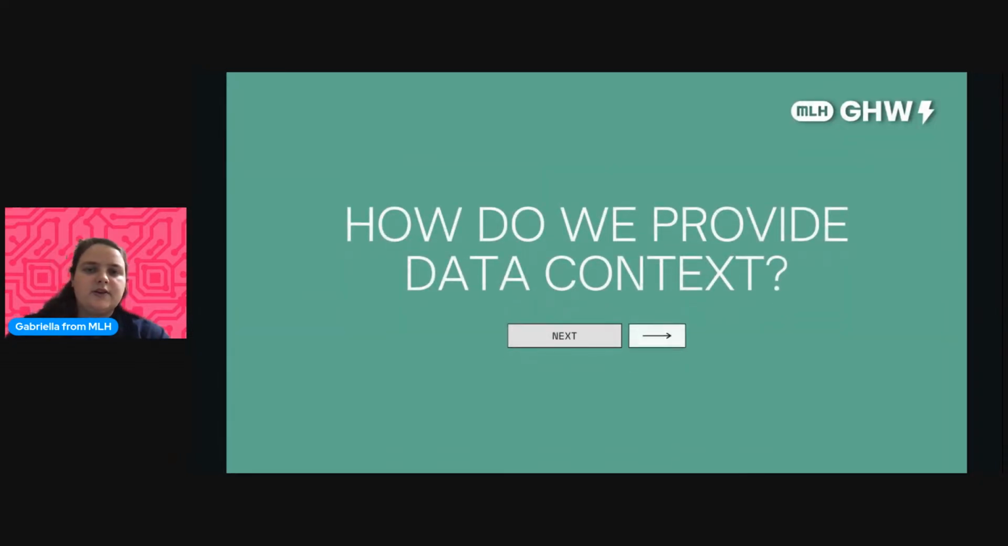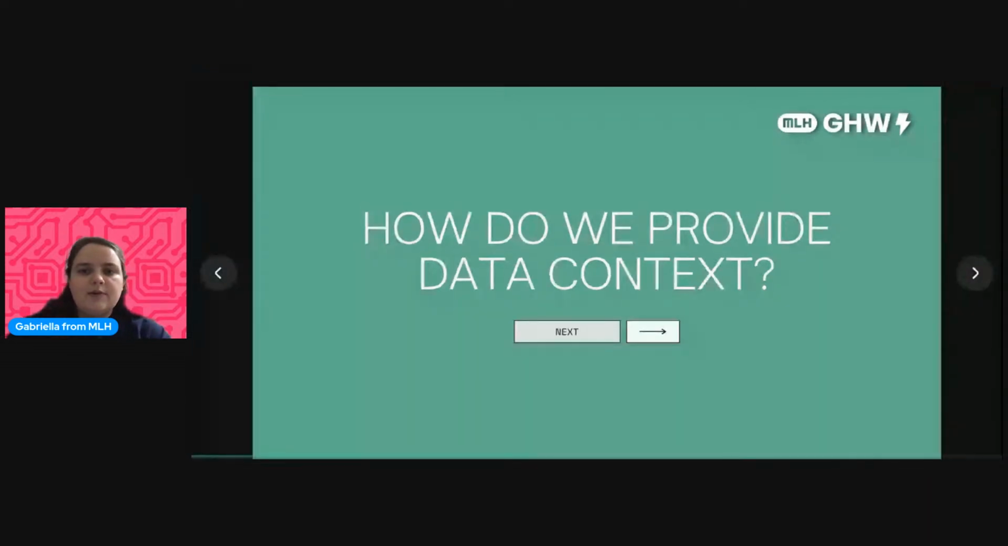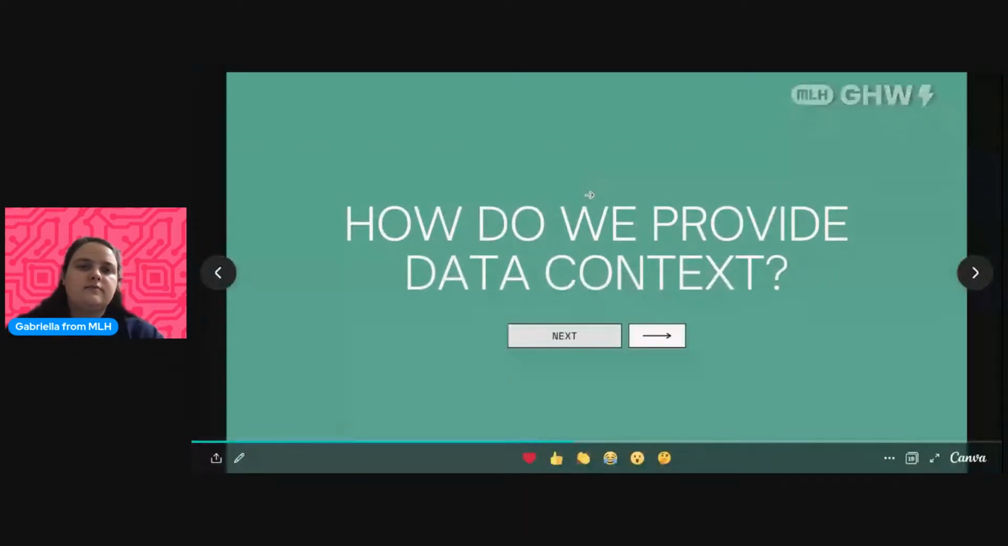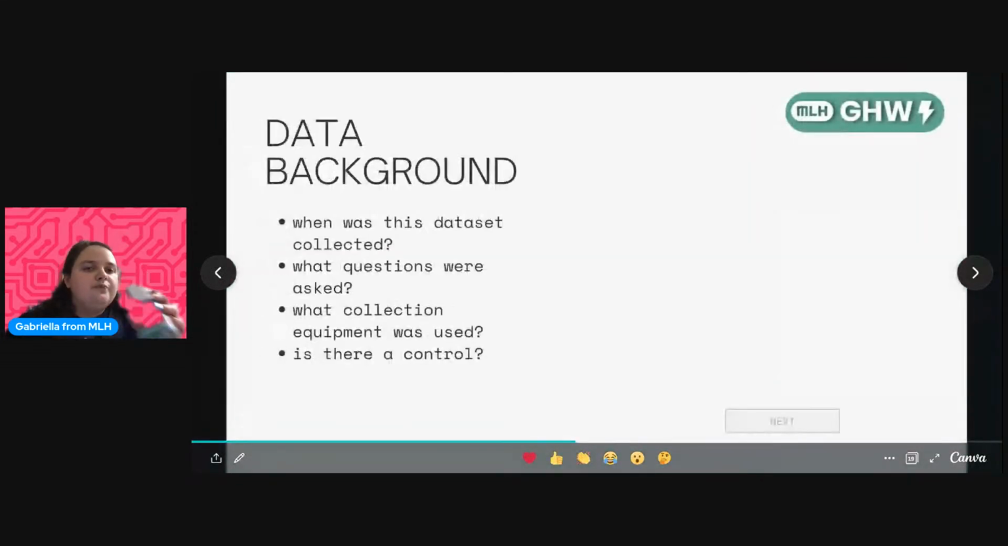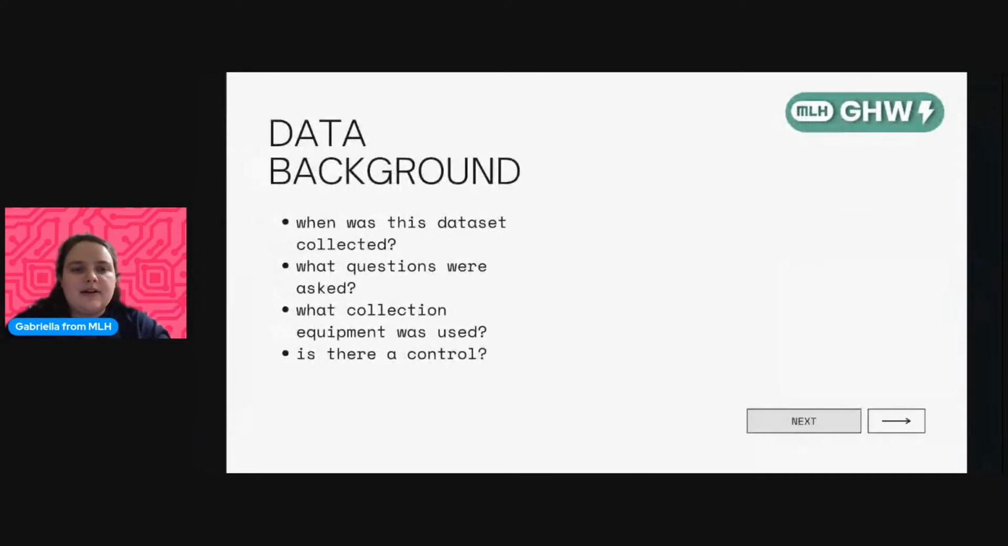Okay, so we're going to move on to the next part of the presentation, which is how do we provide data context? So first, we're going to talk about data background.